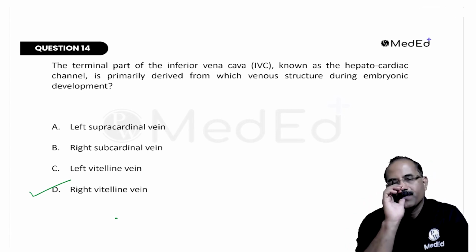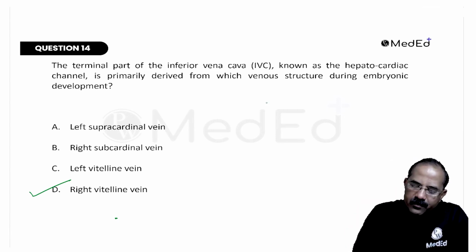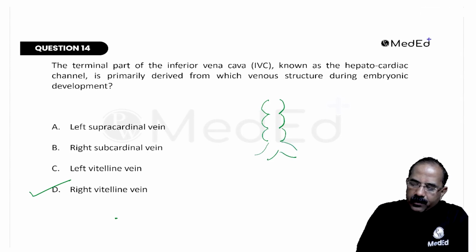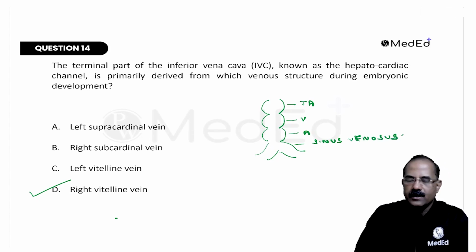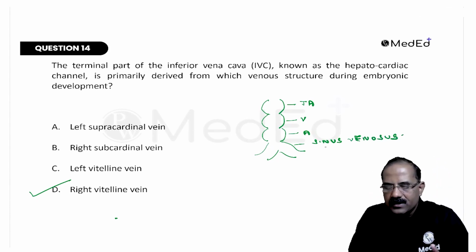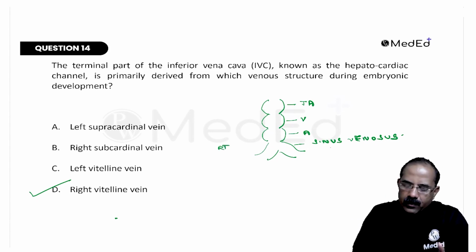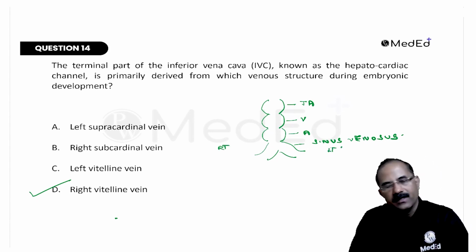Now, you know, there are 4 chambers of the heart. What is this chamber known as? This is the truncus arteriosus. This is the ventricles. This is the atria. And what is this known as? Sinus venosus. दो होते हैं. This is the left horn and that's the right horn of sinus venosus.